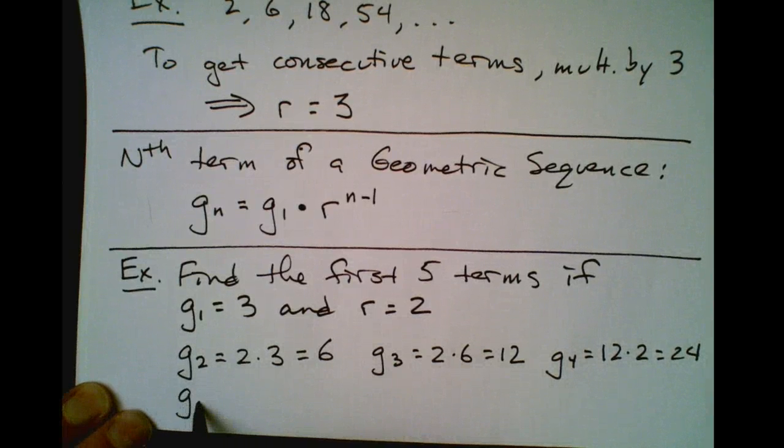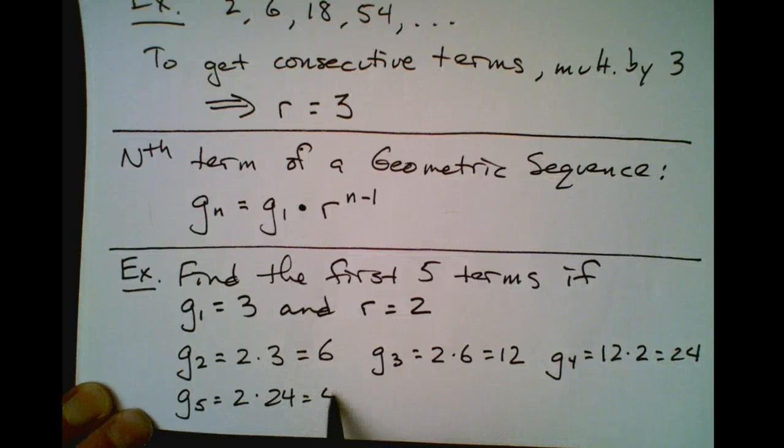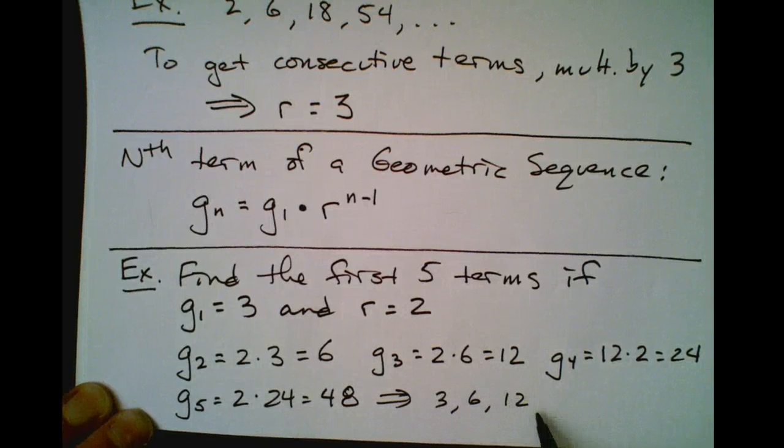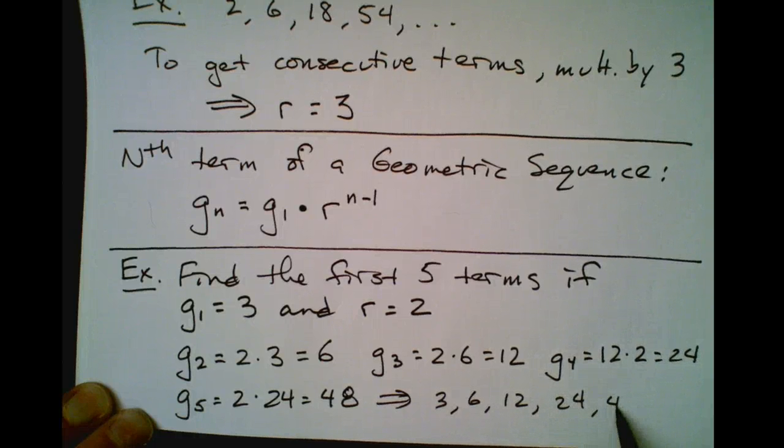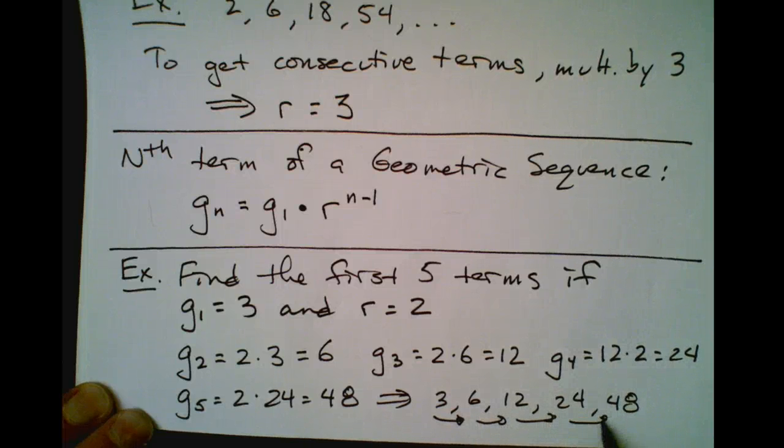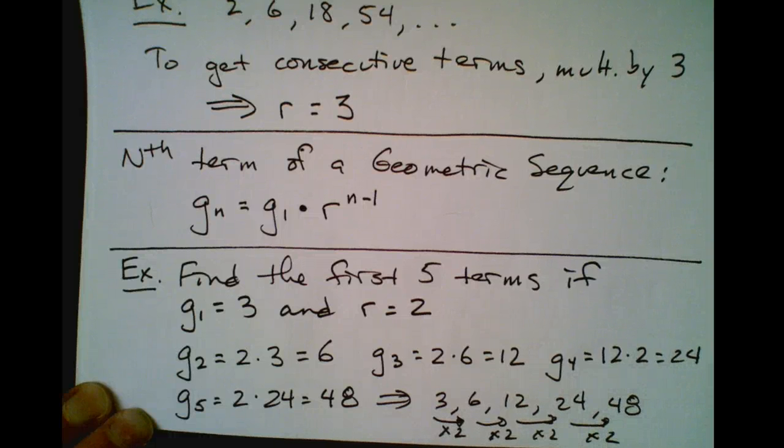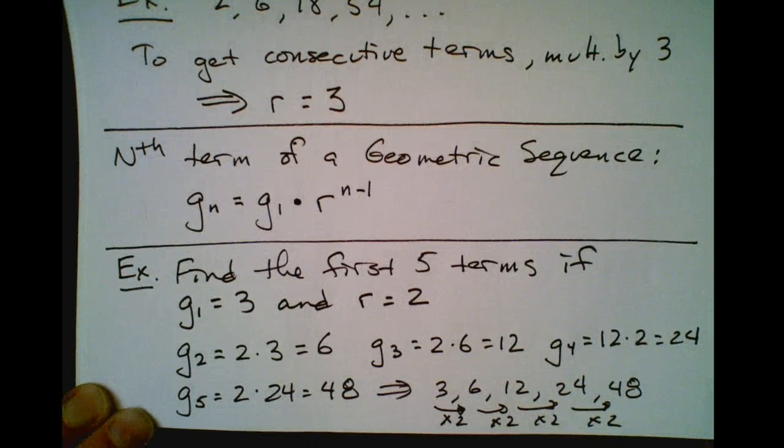And then g sub 5 is going to be 2 times 24, or 48. So if you look at the whole sequence here, we had 3, 6, 12, 24, 48. So you notice to go from one term to the next, we're just multiplying by 2 times 2 times 2 times 2 times 2. So we're either going to be multiplying or dividing by the same number to get to the next term. Alright, next example.